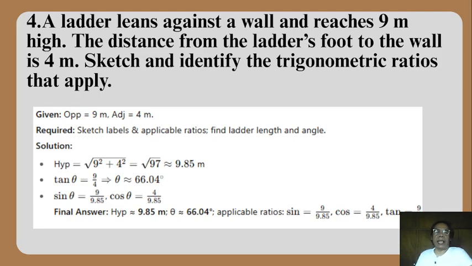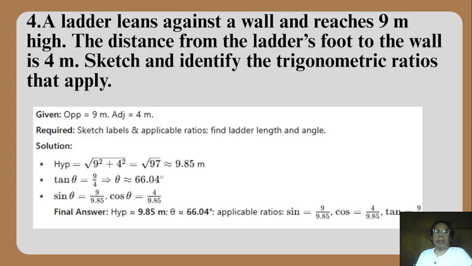So we now can get the value of the sine theta. The sine theta then is equal to opposite over the hypotenuse, which is 9 over 9.85. The cosine of the angle theta is equal to adjacent over hypotenuse. Substitute 4 to the adjacent and 9.85 to the hypotenuse. That is our cosine of theta.